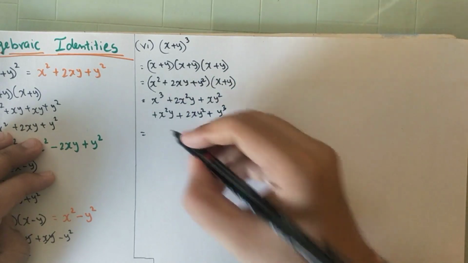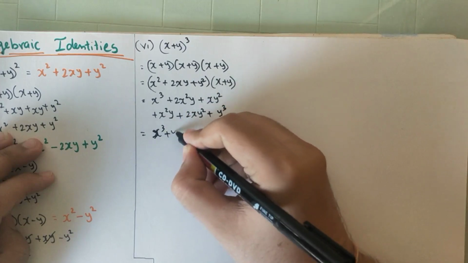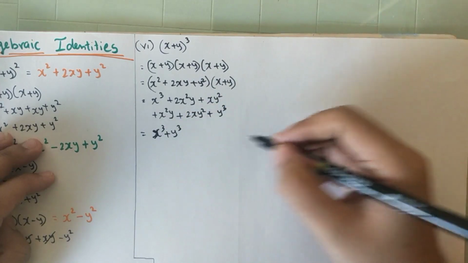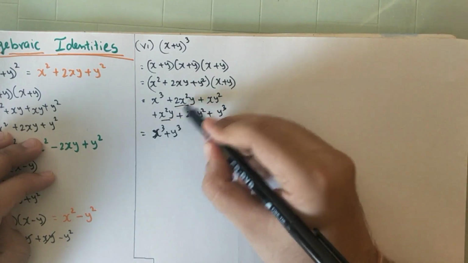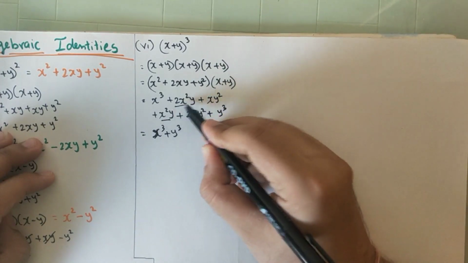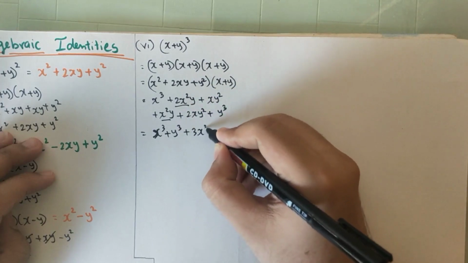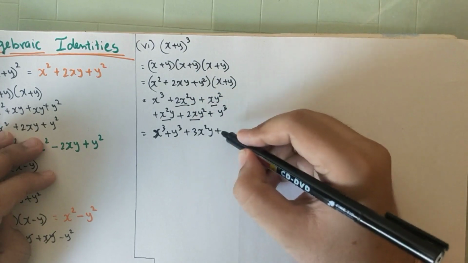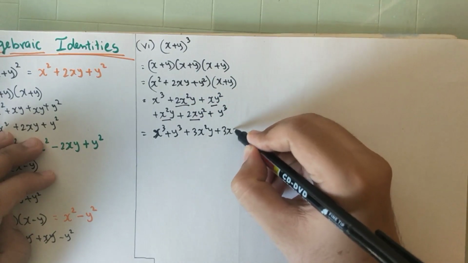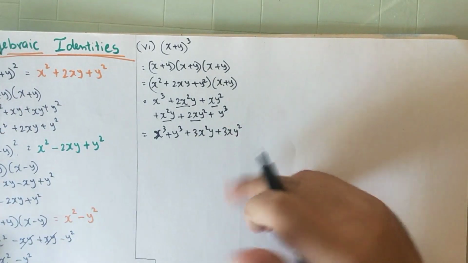This x cube and y cube, as you can see, are unlike terms. So x cube plus y cube will remain as it is. This 2x square y and x square y, they both are like terms. 2x square y and x square y will become 3x square y, plus xy square and 2xy square will become 3xy square. This is one of the forms.